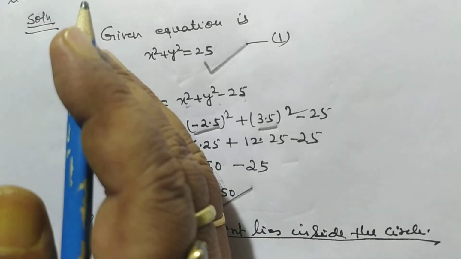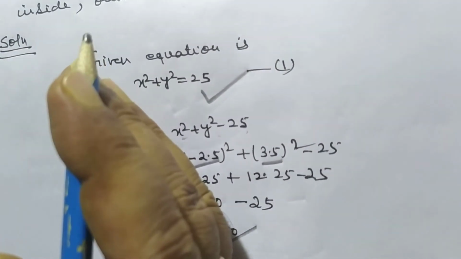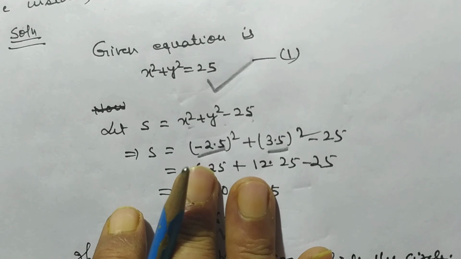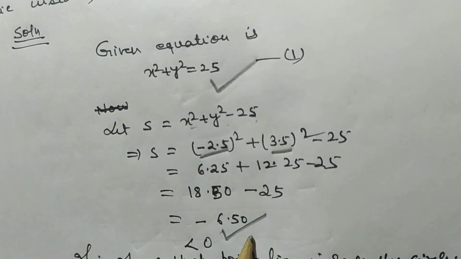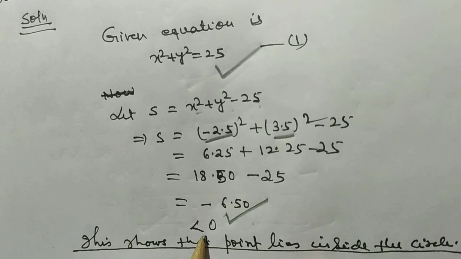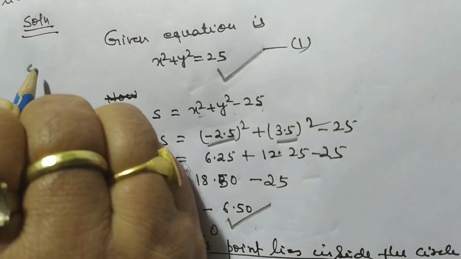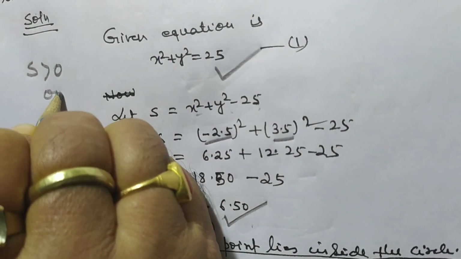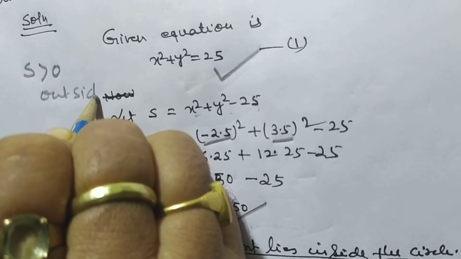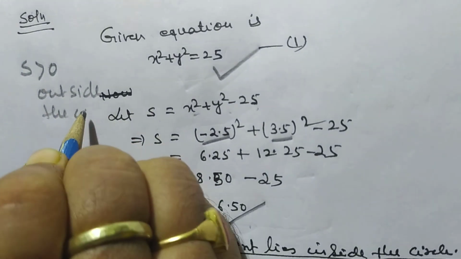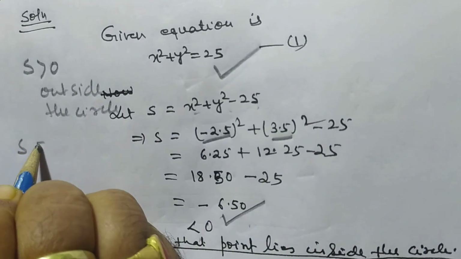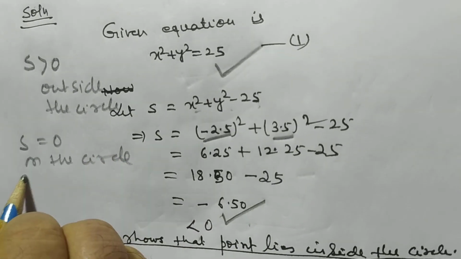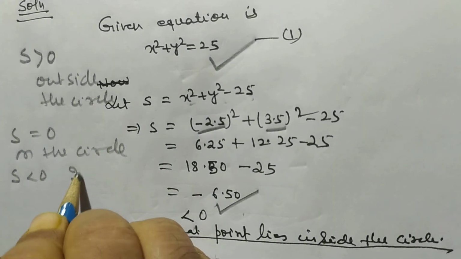There are three conditions. If S is equal to 0, then the point lies on the circle. Here S < 0, so the point lies inside the circle. If S > 0, then the point lies outside the circle. Very, very important. S = 0 means on the circle, and S < 0 means inside the circle.